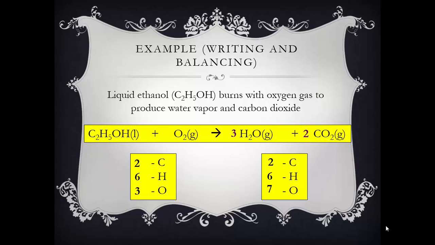Okay, so now we have to change oxygen. Remember, in ethanol there's already 1 oxygen, so we only need 6 from the O2, so you put a 3 there, because 3 times 2 is 6. 6 plus 1 is 7, and you get balanced. Ta-da! Check.